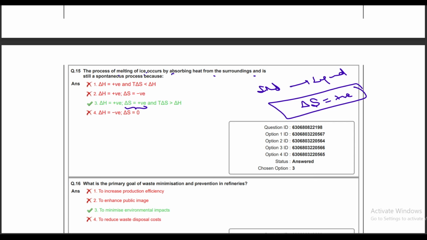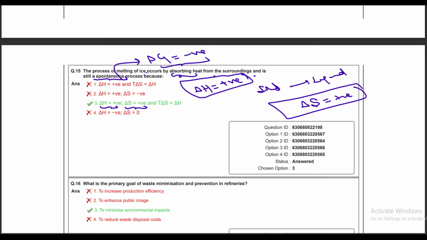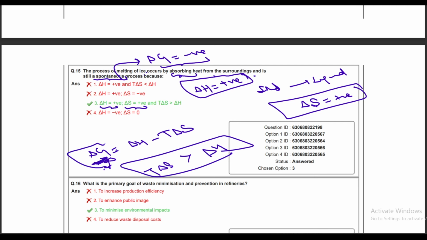Now there is absorbing heat. It means heat is absorbed. For that we will use a plus sign, so the change in enthalpy is positive. Clear? Now they are saying the reaction is spontaneous, and you know that a spontaneous reaction can happen only if delta G is negative, and there is a relation delta G equals delta H minus T delta S. It will be negative only if T delta S is greater than delta H. Only then you will see your delta G with the negative sign. This is also mentioned in the third option. So overall the third option is the correct answer in this question.